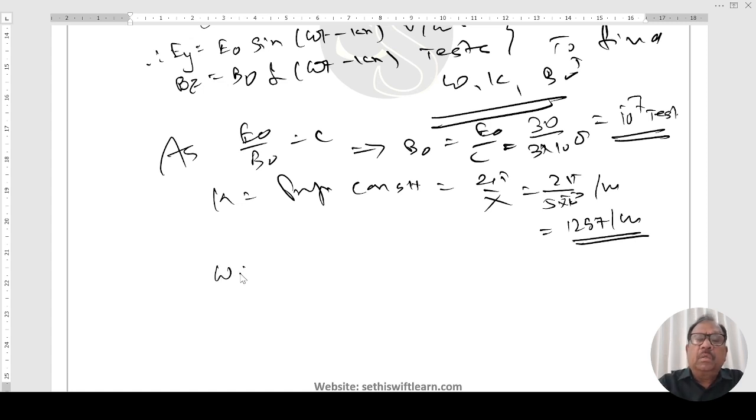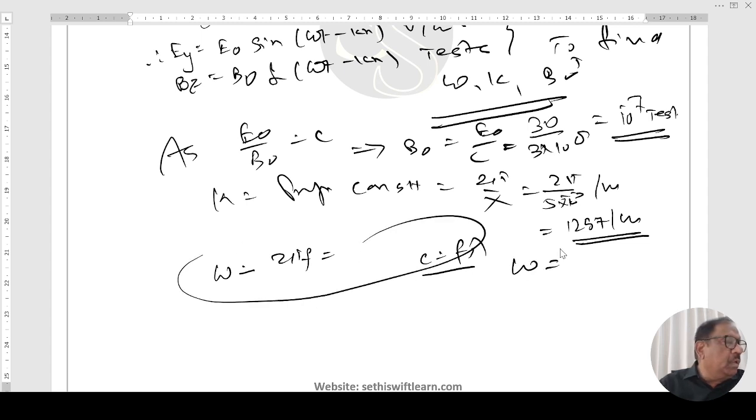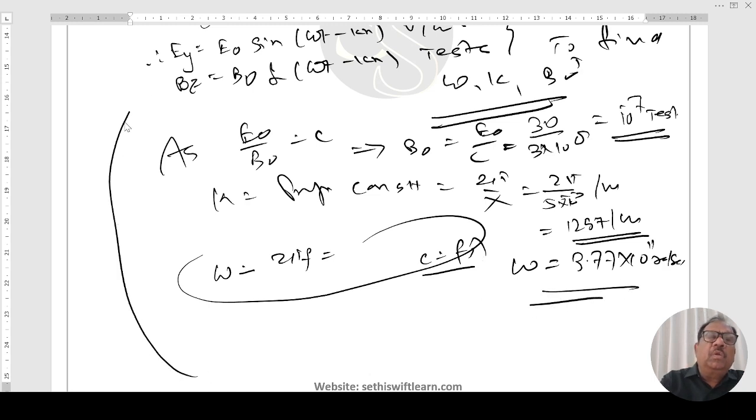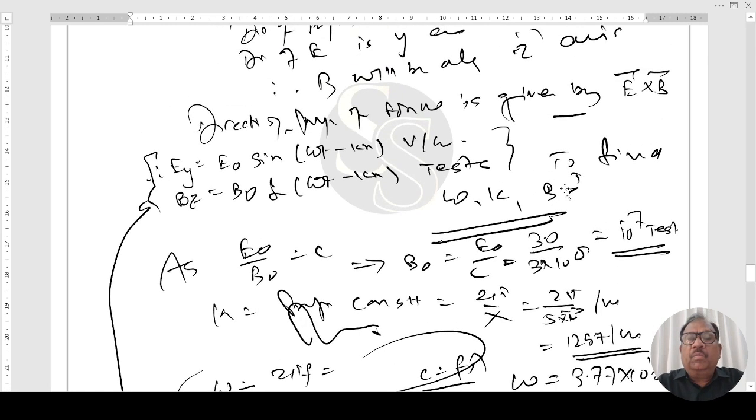And omega is 2 pi f, or you know C equal to f lambda. Find out the value of omega. Omega comes out to be 3.77 into 10 to the power 11 radian per second. Substitute all the values, that will be the answer. If it is along negative axis, here will be plus sign, accordingly we will change the direction using the E cross B concept. Right? Next question.